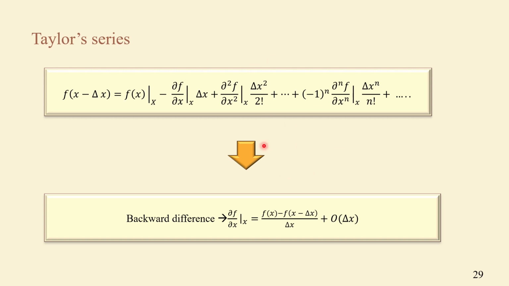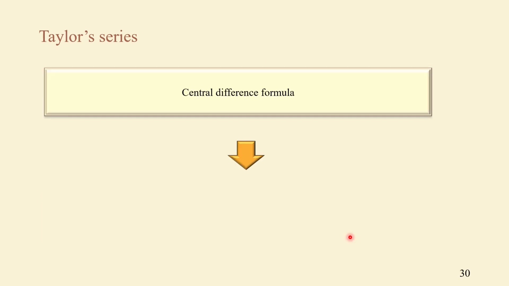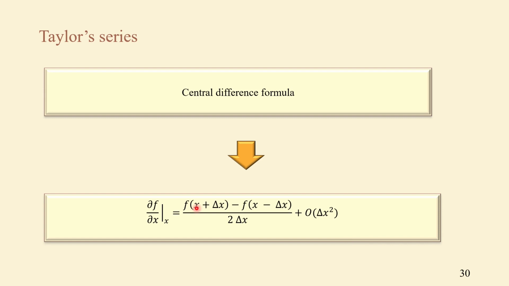The power of this term is delta x to the power of 1, so the order of accuracy is 1. This is for the forward difference and the backward difference approach. But for the central difference approach, if you remember the formula, it comes out as f of x plus delta x minus f of x minus delta x divided by 2 times delta x, and we have neglected all the other terms starting from delta x square. So the central difference formula has an order of accuracy of 2.